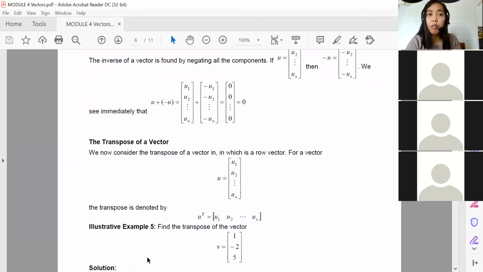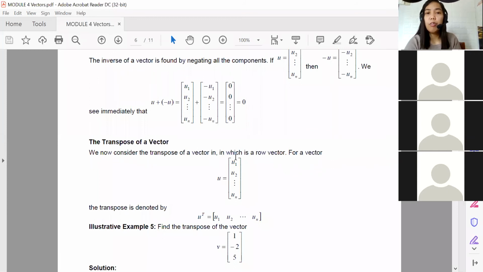And we also have the transpose for vectors. Diba sa matrix, we will just interchange your row by column. So it's just the same. Given a column vector, your answer will become a row vector. So we now consider the transpose of a vector, which is a row vector.